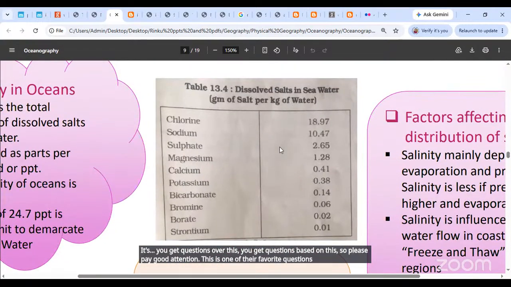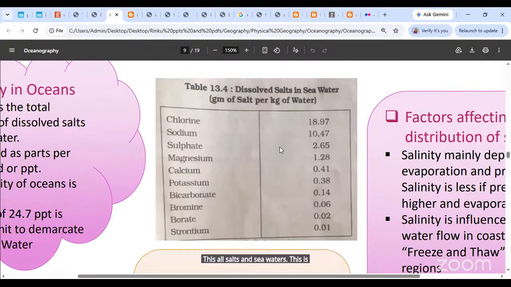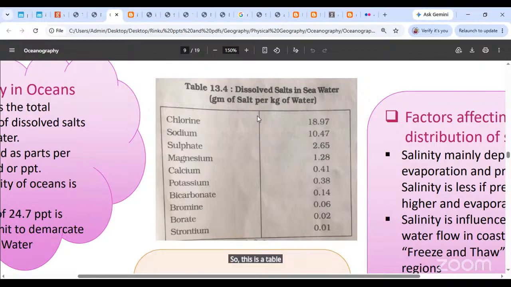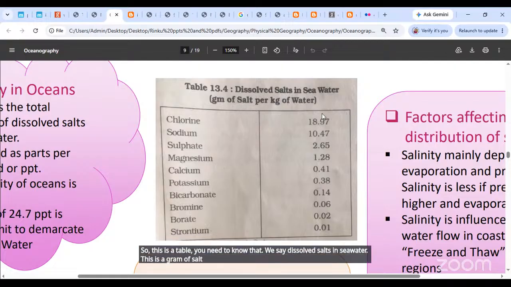Dissolved salts in seawater. This is a table that appears in the NCERT textbook. If ever NCERT publishes any sort of tables, any small "know this" or "did you know" boxes, please bear in mind that they will ask you questions on that. So this is a table showing dissolved salts in seawater: how many grams of salt per kg of water.